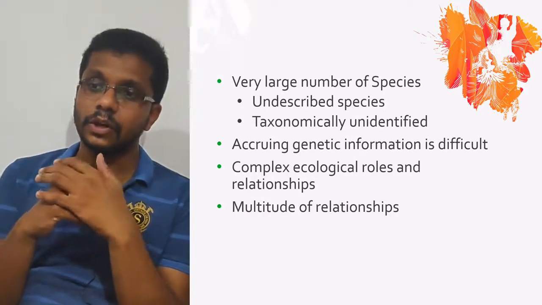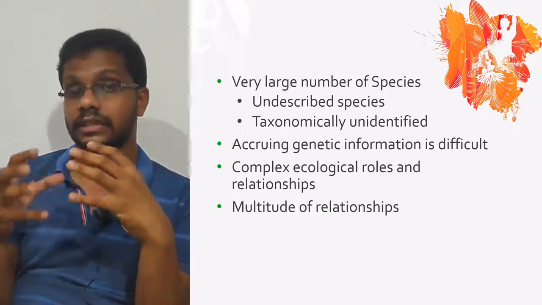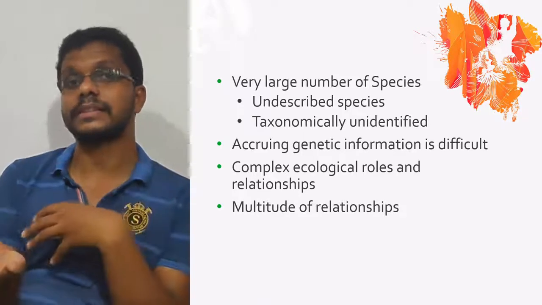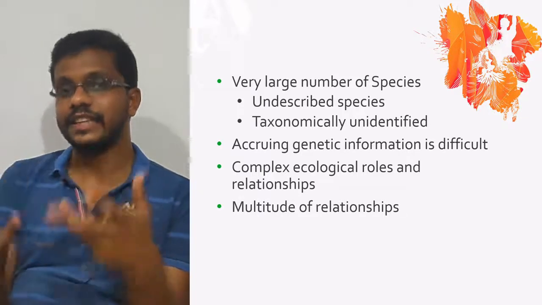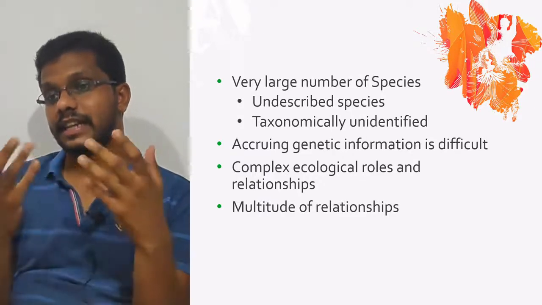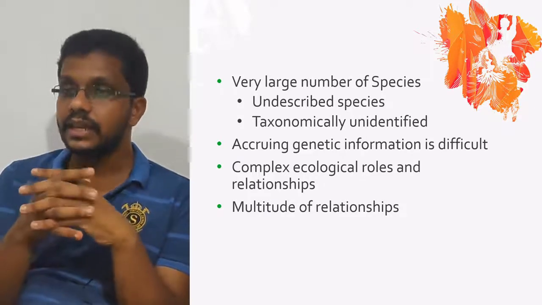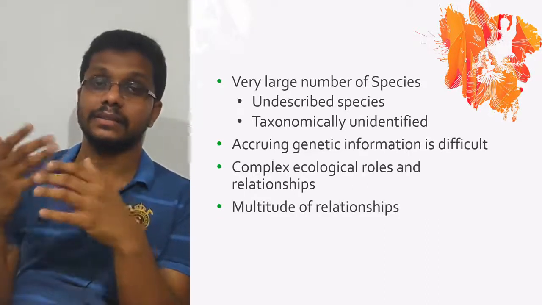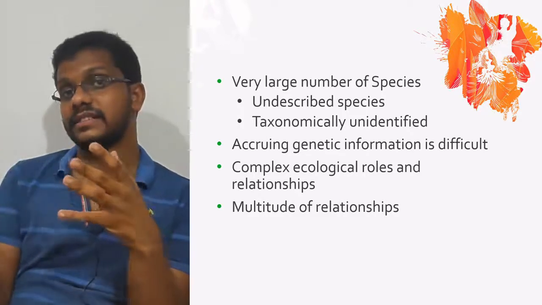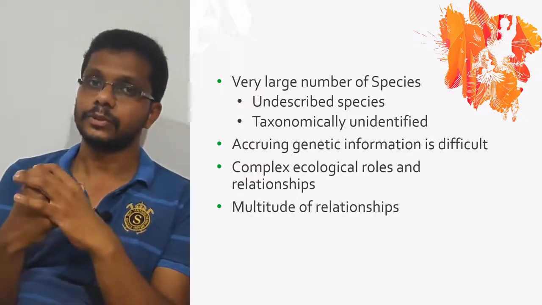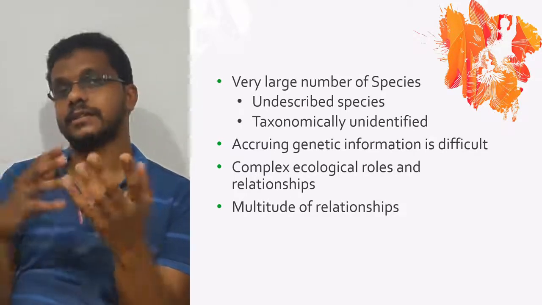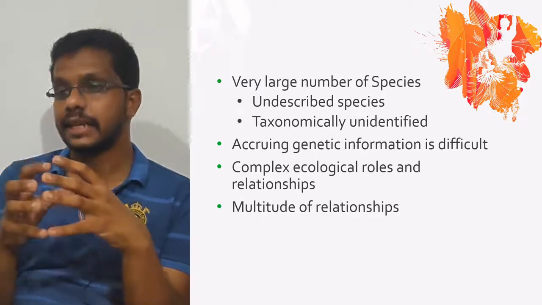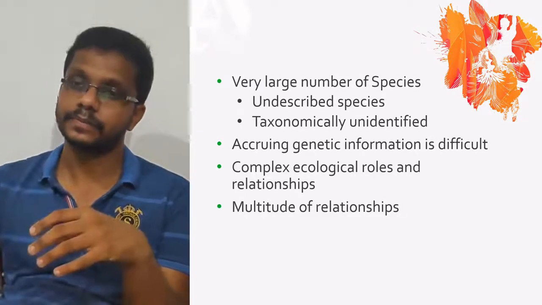And next, in an ATBI, we should have the ecological aspects of the organism. Most of the organisms have complex ecological roles and relationships. Most of these relationships are very difficult to study. So making an ATBI is basically very difficult. These organisms have multitudes of relationships. They interact with biotic and abiotic factors in different ways. So there will be different types of interaction among these organisms and abiotic factors. So including everything in an inventory is actually very difficult.